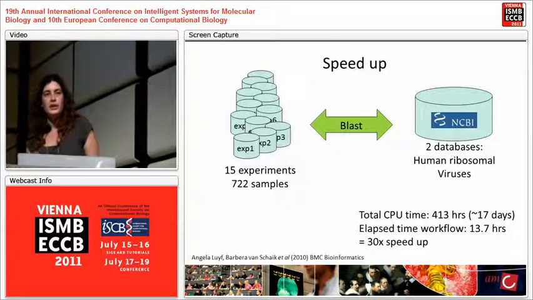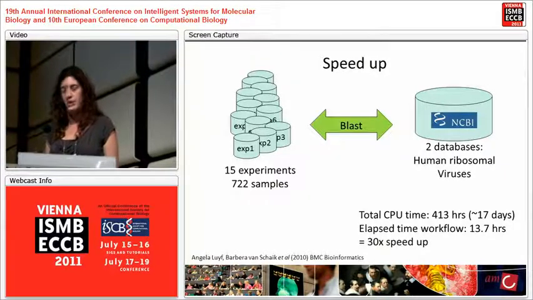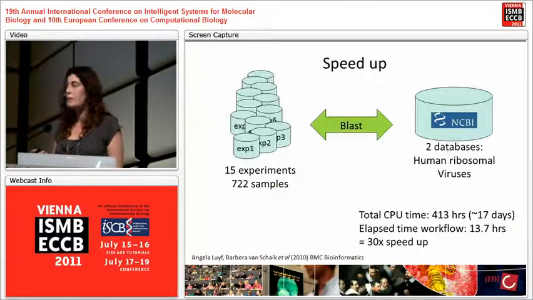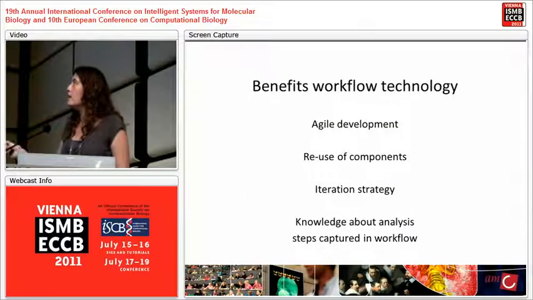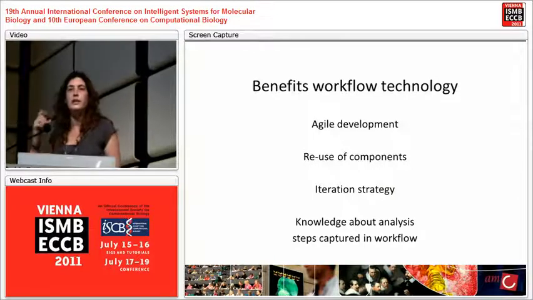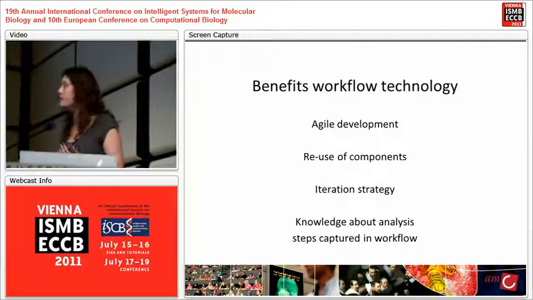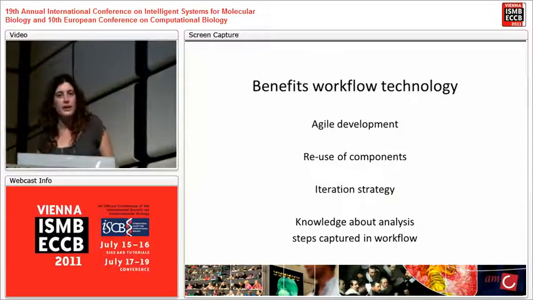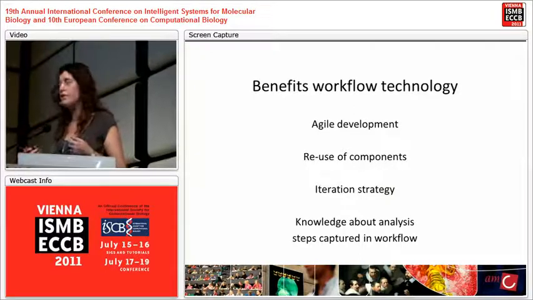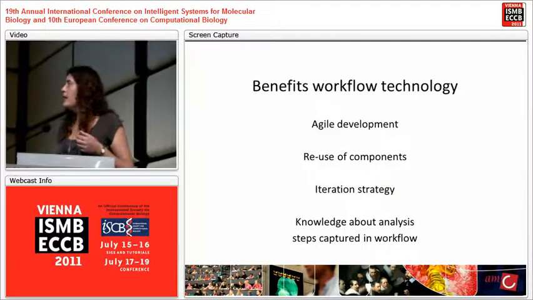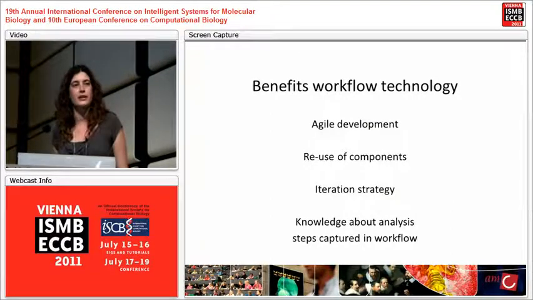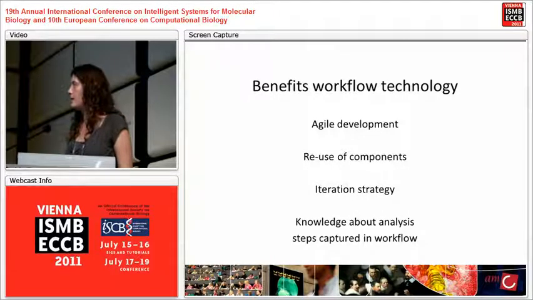And the other thing that we thought was nice as an experience in this project is that we really like the workflow strategy. It allows for agile development. You can easily describe command line programs in an XML description. You can reuse components if you want your pipeline or workflow slightly different. And you don't need to program anything extra if you want to iterate over your files. So that also saves a lot of time. And maybe a nice side thing is that you capture your knowledge about a particular experiment or analysis steps in this workflow visually.